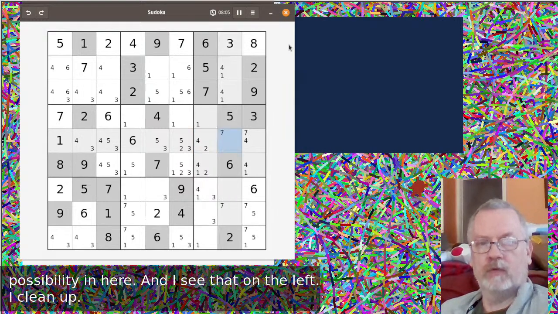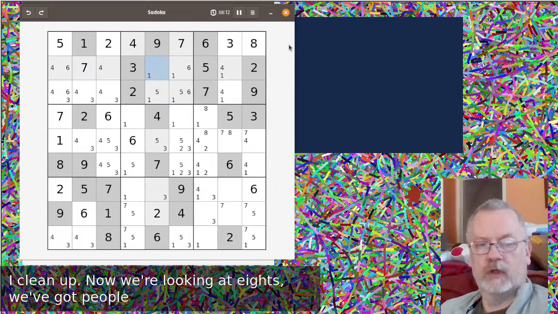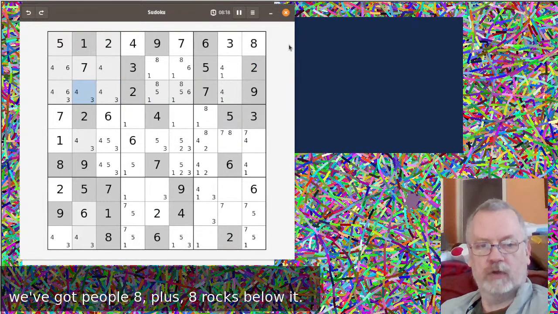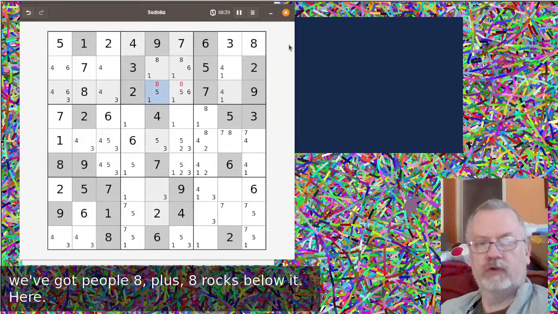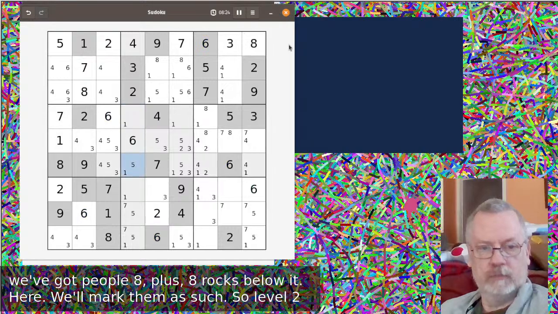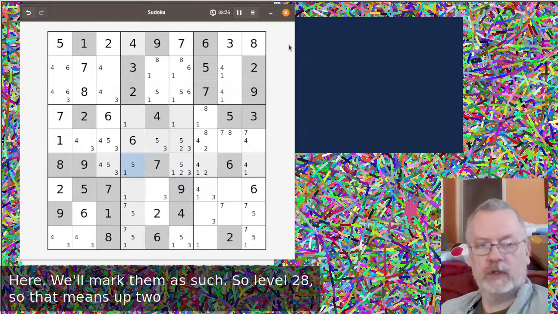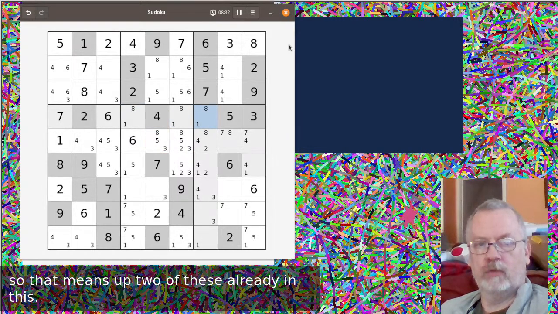Now we're looking at 8s. We've got 3 possible 8s in this cell because this 8 blocks below it. I've got all kinds of possibles for 8s here. We'll mark them as such. This one, however, is an 8, so that cleans up 2 of these 4. We've got an 8 already in this row, so the other cells in this square could all potentially be an 8.